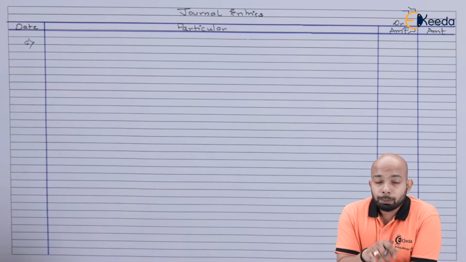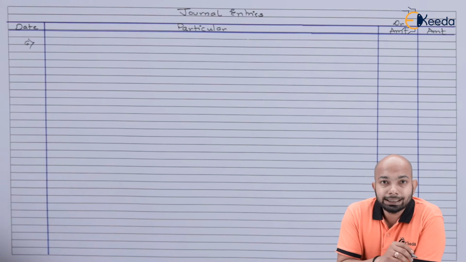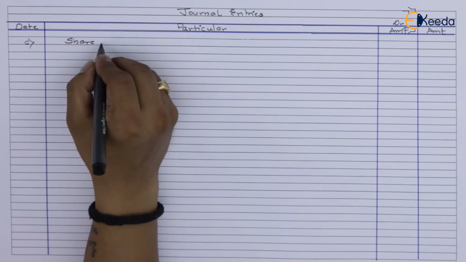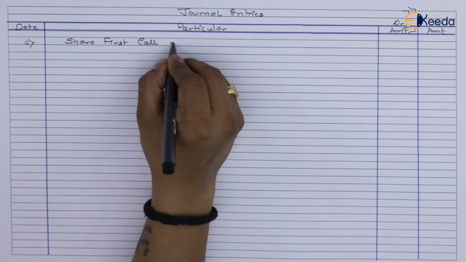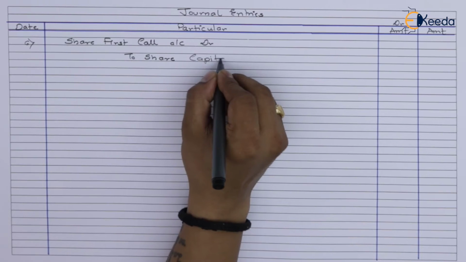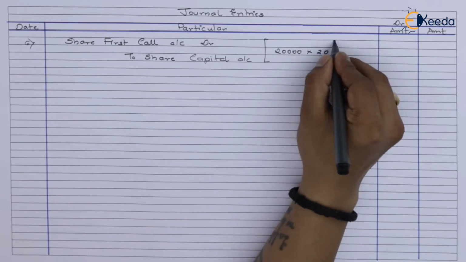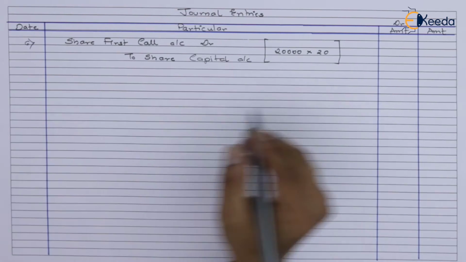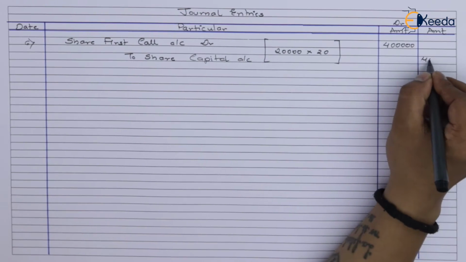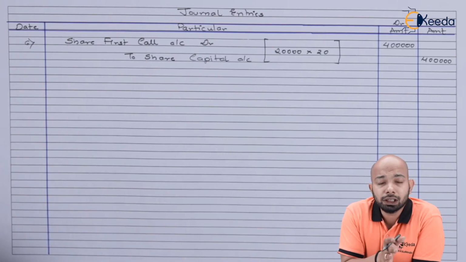So let's start with that journal entry preparation now. So now the entry that we'll be passing right now is referred to only first call due. So let's pass that entry. Now, what we're expecting out of the share first call is 4 lakh rupees. That is 20,000 multiplied by 20 will give an amount of 4 lakh. So that is the amount that we're expecting here.